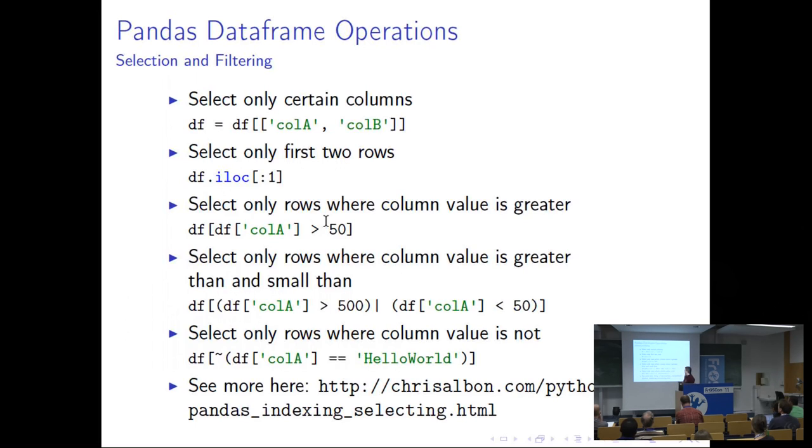I could also mix that with an OR operator. I only want those where column A is greater than 500 or column A is smaller than 50. I can say I only want those rows where the column value is not some specific value. Then we have the tilde, which simply negates what comes afterwards. So everything that is not hello world will be in the data frame.